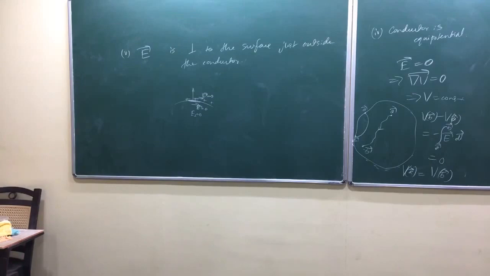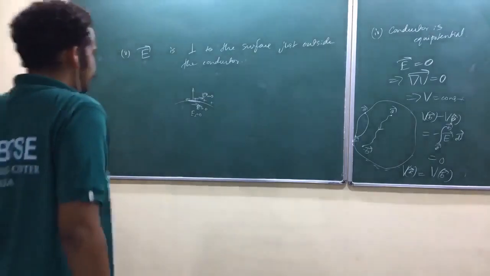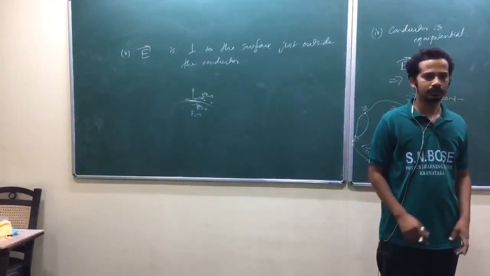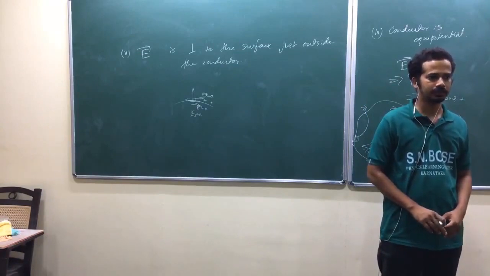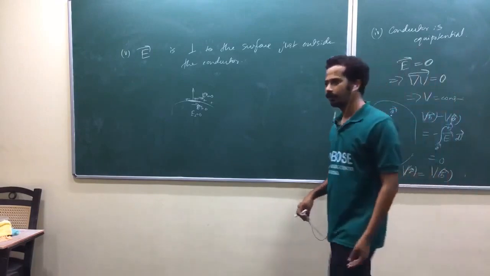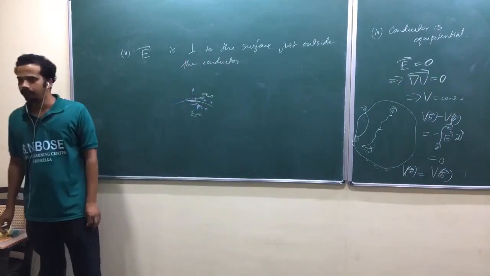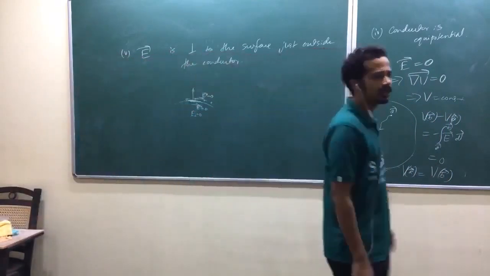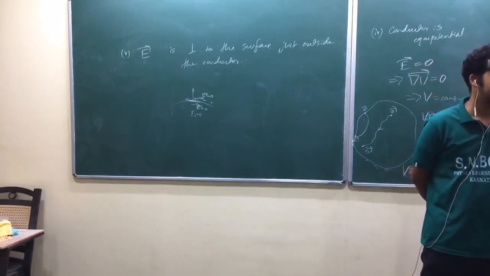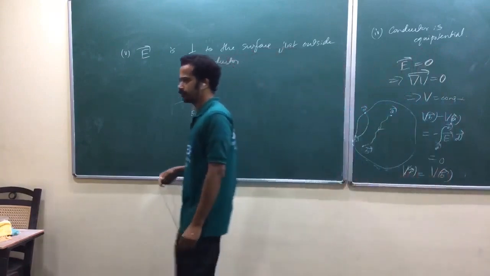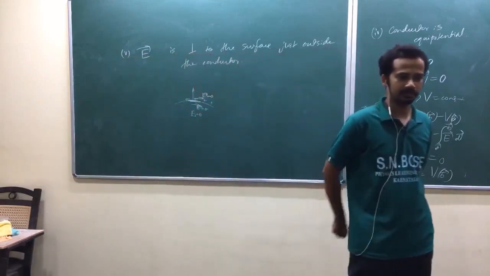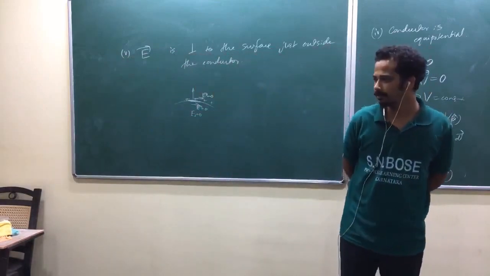There will be no parallel component of the electric field just outside the conductor. Again, parallel component means parallel to the surface, at that point. Write in bracket, since electric field inside equal to 0, or since E parallel inside equal to 0. This is fluctuating. Can you see that? Any problem with the video?